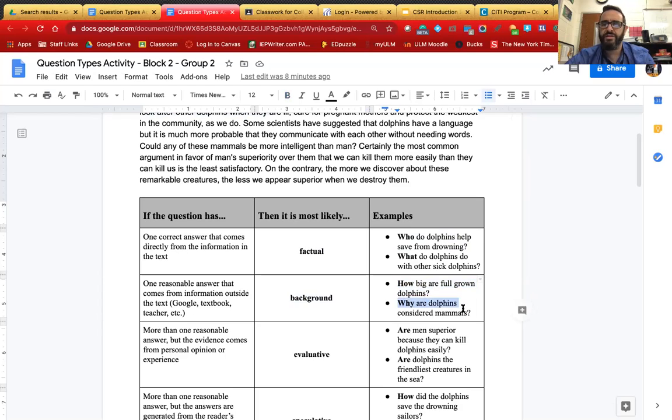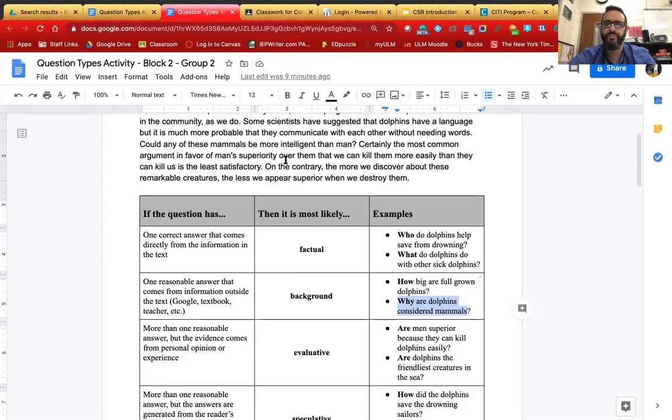Why are dolphins considered mammals? Again, some of us may know this, because they breathe oxygen, they have hair on their body. We maybe learned it when we were younger, or if we don't, we can just do a quick Google search, okay? It's not in the text. It relates to the text, but the answers to those questions are more outside of it, like things we kind of need to know to understand the text better.